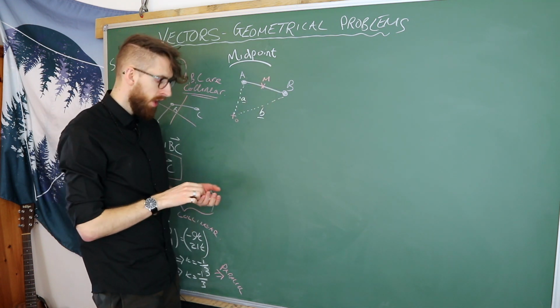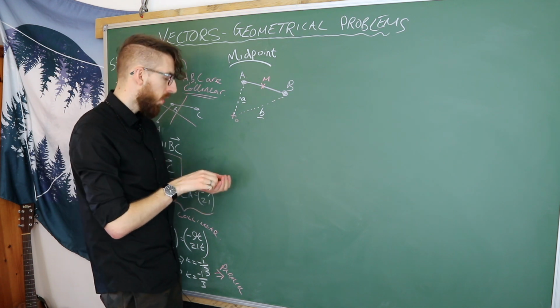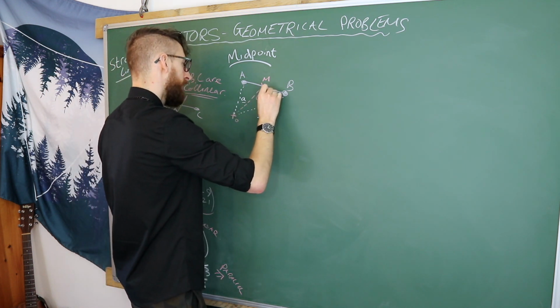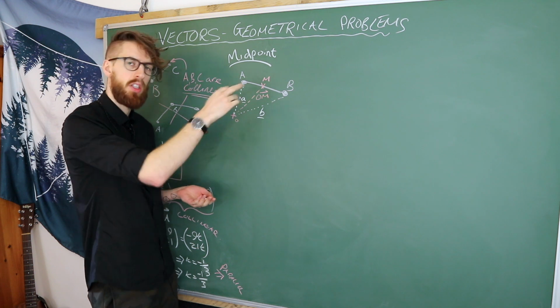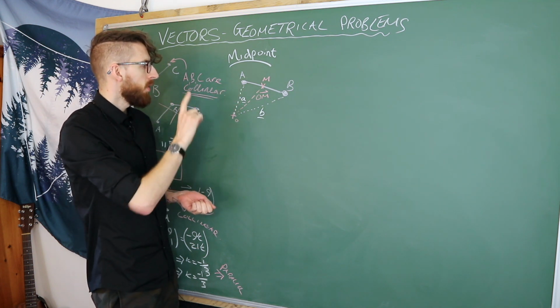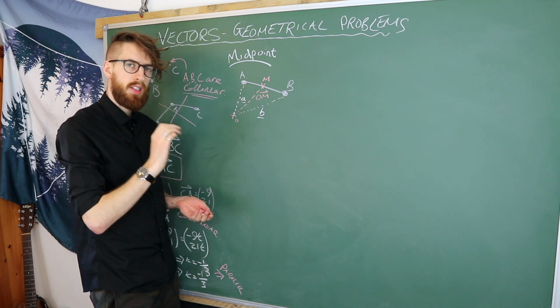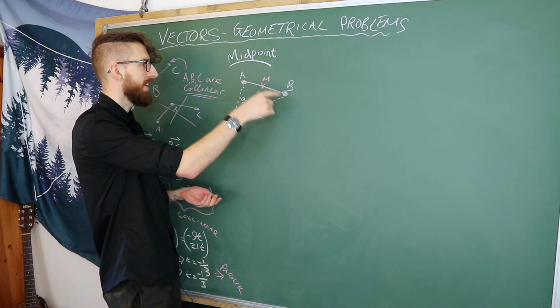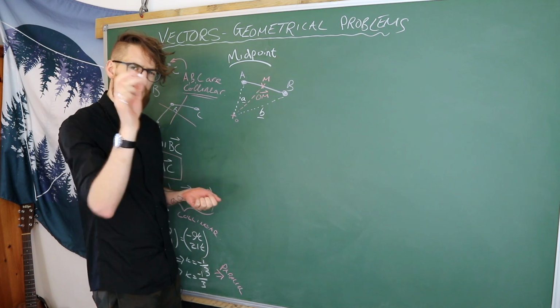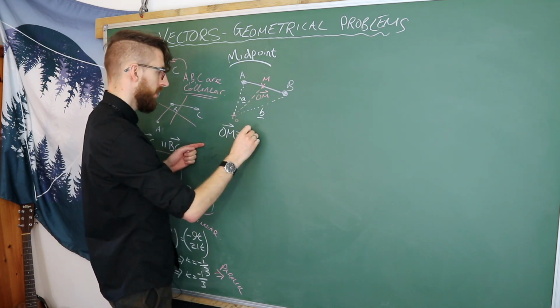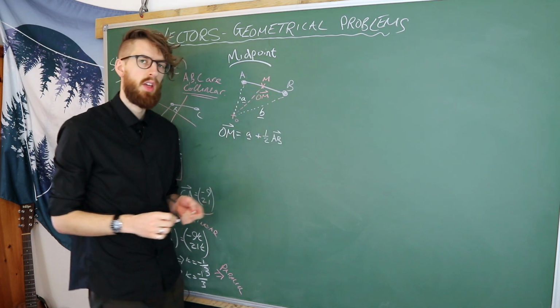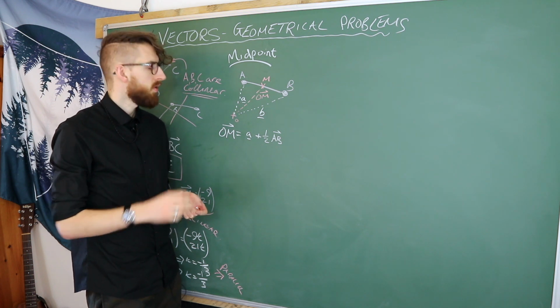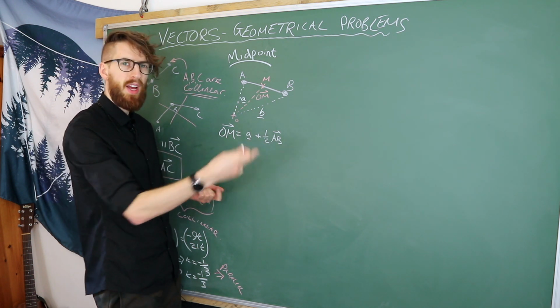But what we're looking for is the midpoint. That's M. And we want to know what is the vector that takes us from the origin to the midpoint. Okay, so if we want to get to that midpoint, we want to go up A, then halfway along this route from A to B. So let's just write that down. So that's half AB.